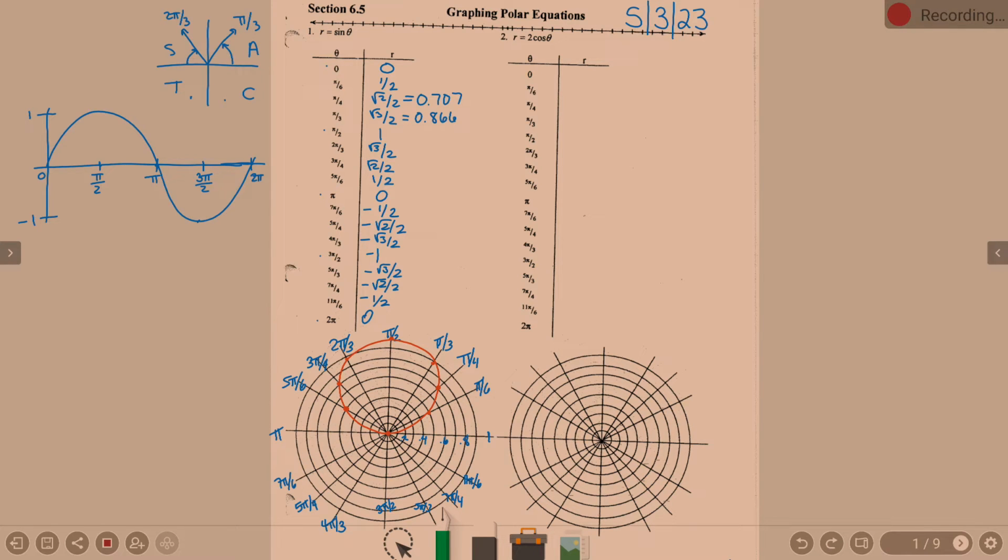Okay. Our next equation changes up. It's 2 cosine theta, yes? So, what are we doing? Cosine of 0 times 2. 0. I'd say we need to get our calculators out.